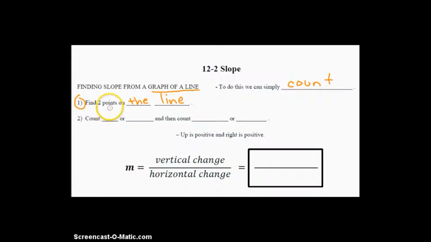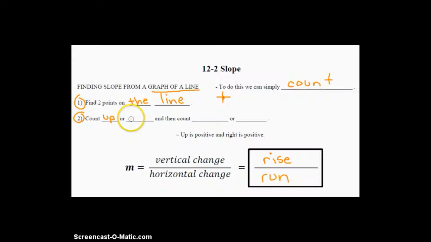Once you find your 2 points that are on the line, remember we're looking for points that cross on the grid. So we want crosshairs right on a point. Step 2 is to count. Now remember our vertical change and horizontal change, we're looking for rise over run. Think about what direction rises. Think about the sun that rises. It rises up. So we want to count up.